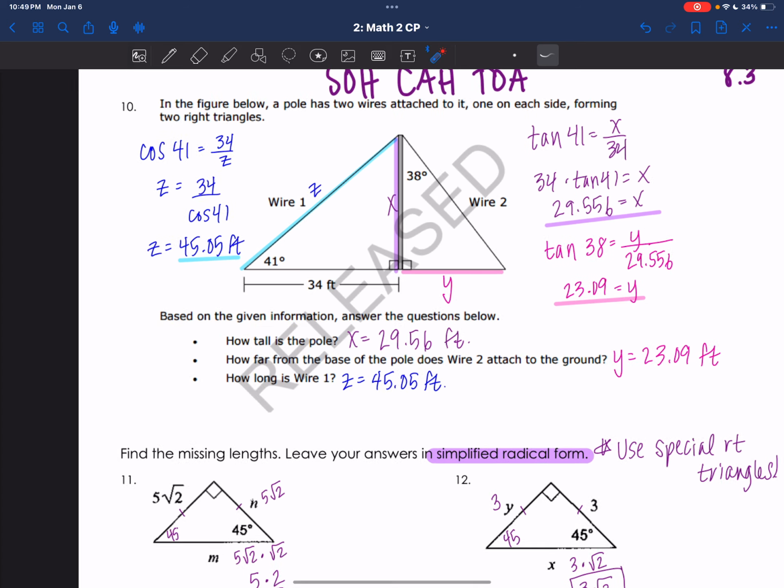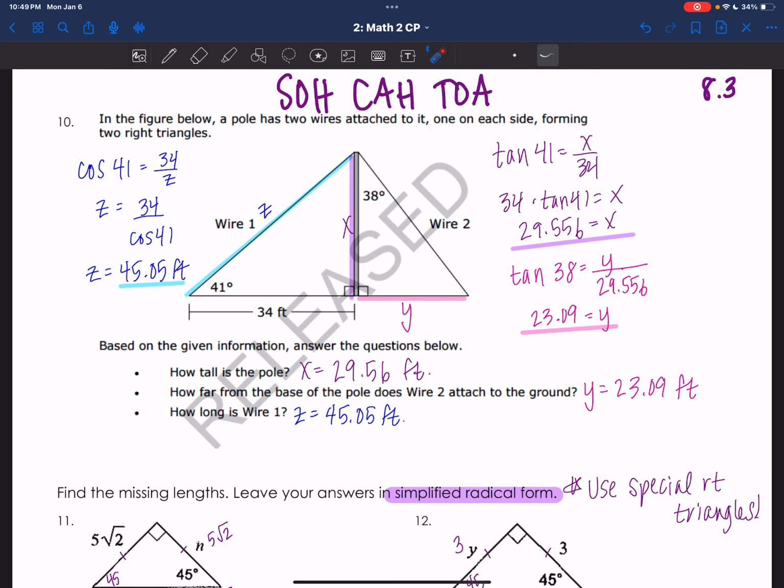All right, for number 10, we just have a lot of stuff here where it builds on another. So as you can see, I did all three in different colors. So first, we're going to find x because once we get x, the rest will kind of fall into place. So on this one, how tall is the pole? So again, that's your x.